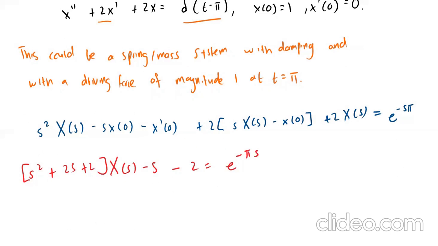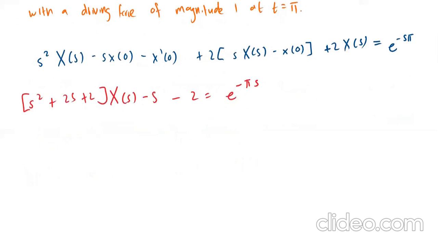Now that you took the Laplace transform of both sides, solve for big X of s. So we're going to add s plus 2 to both sides, and then we're going to divide by this thing here.